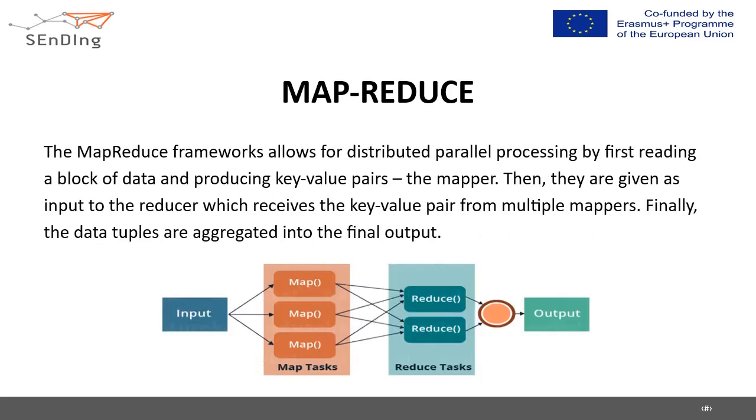The MapReduce framework allows for distributed parallel processing by first reading a block of data and producing key-value pairs, the mapper. Then, they are given as input to the reducer, which receives the key-value pairs from multiple mappers. Finally, the data tuples are aggregated into the final output.